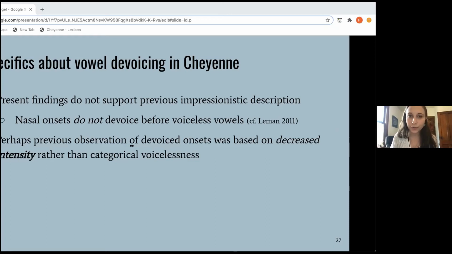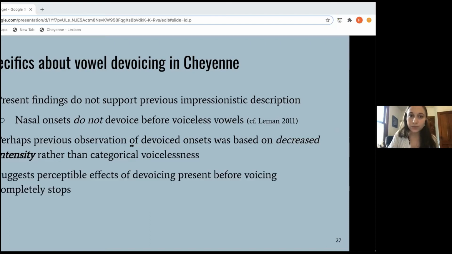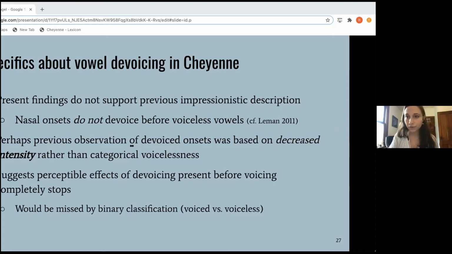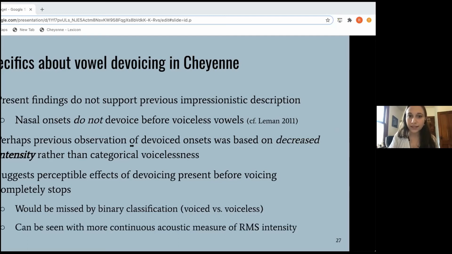So I'd like to propose that perhaps the previous observation of devoiced onsets was actually based on decreased intensity during the onsets rather than categorical voicelessness. And this would suggest that perceptible effects of devoicing are present before voicing completely stops. This effect would be missed by a binary classification of voiced versus voiceless. However, we can see it with a more continuous acoustic measure of RMS intensity. So this reflects the important role of more continuous measures of the degree of voicing.